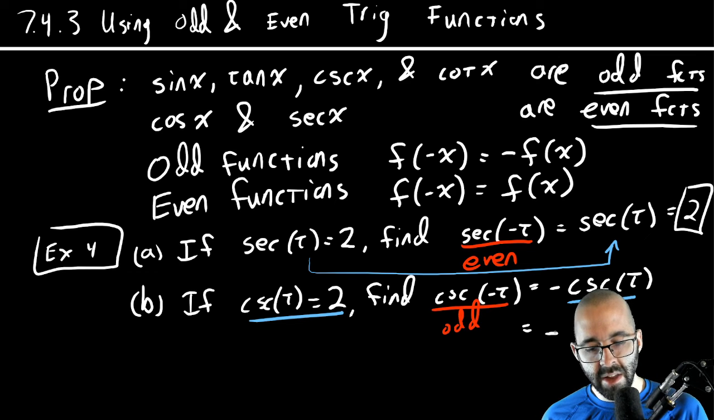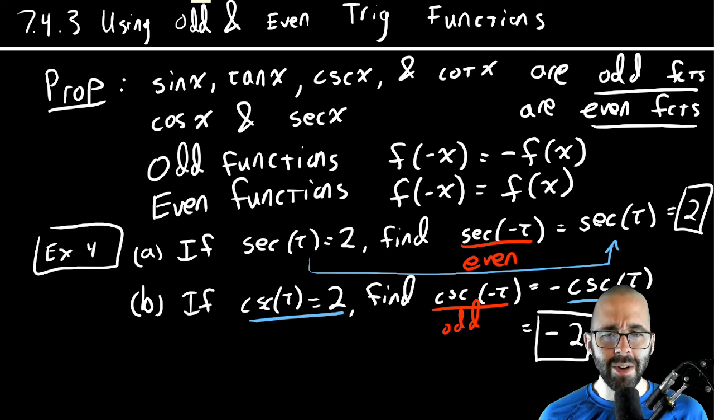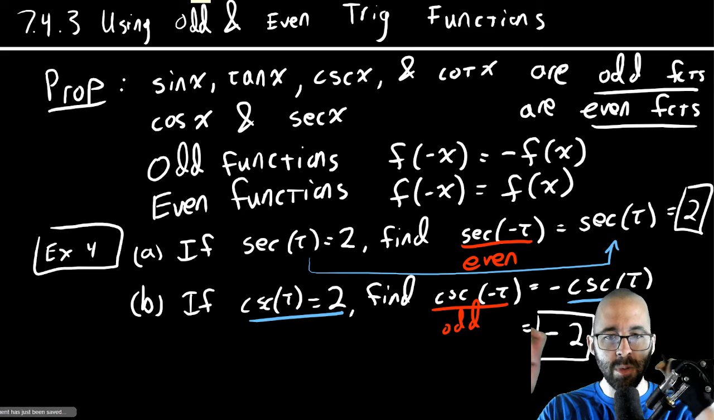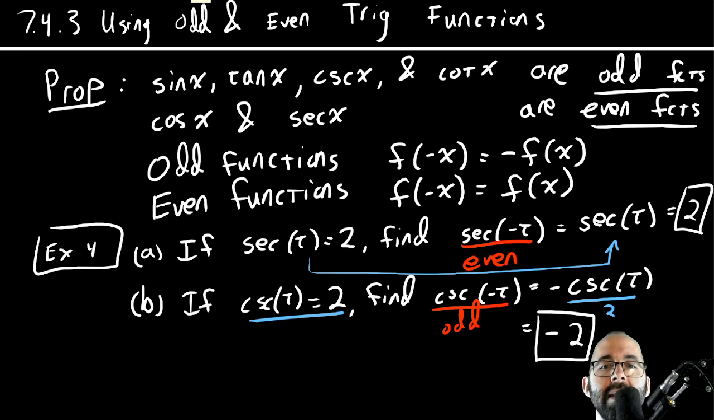The negative is still there, and the cosecant transforms into a 2, because they are equal. And if something is equal, that means we can replace one or the other. I'm going to become a ghost again, so I don't block this math.